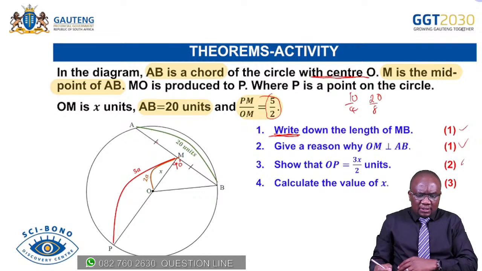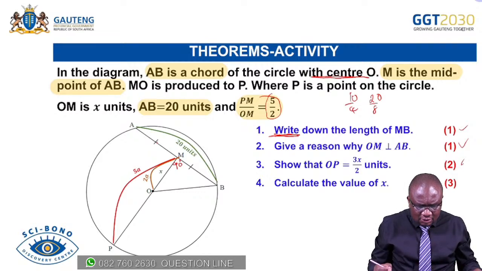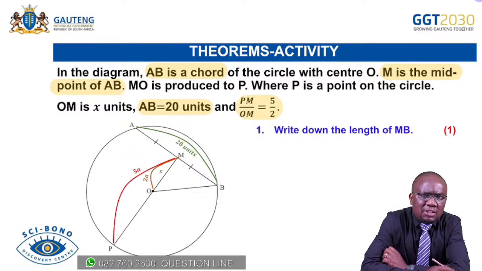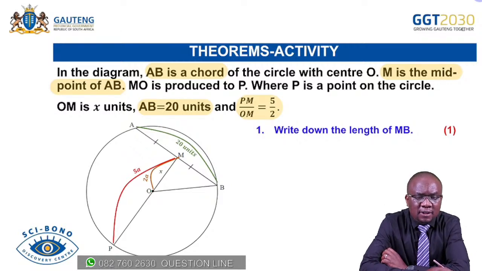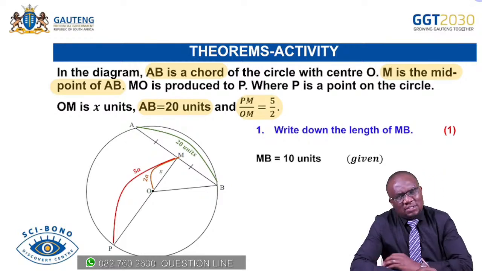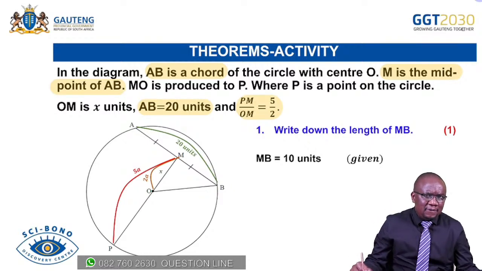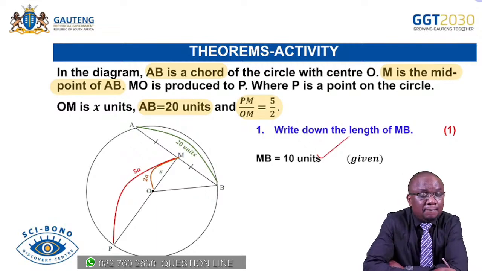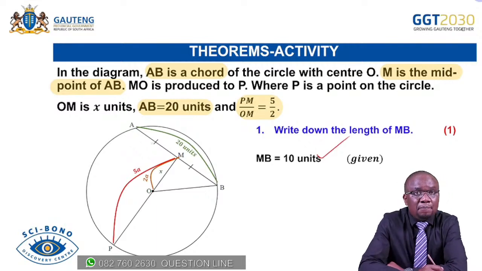Right, and then have I written everything? Now write down the length of MP. What did you write, grade 12s? If AB is 20 units, MP is 10 units. Do you see mathematics is easy? Just that. Get your mark. It's given because AM is equal to MP.